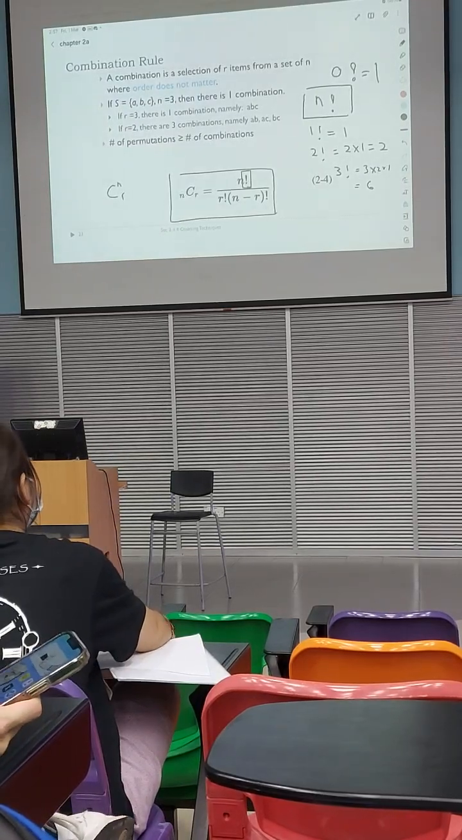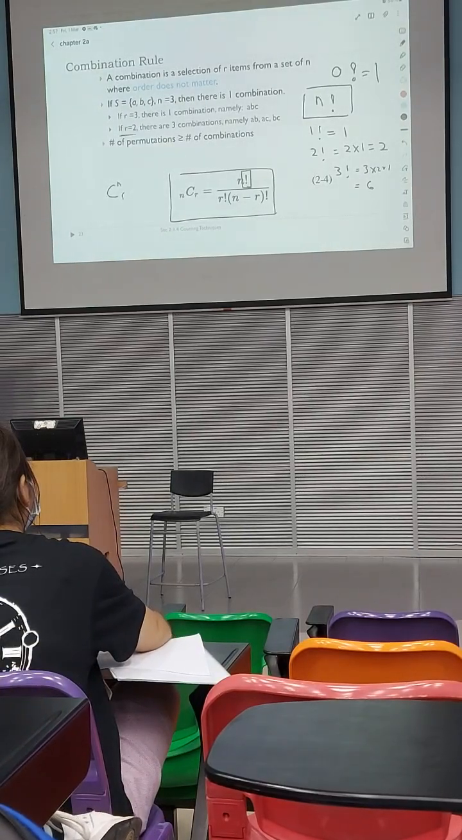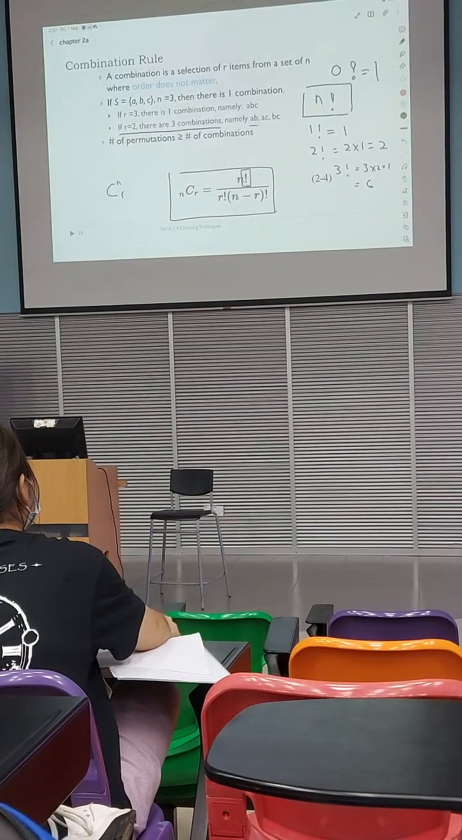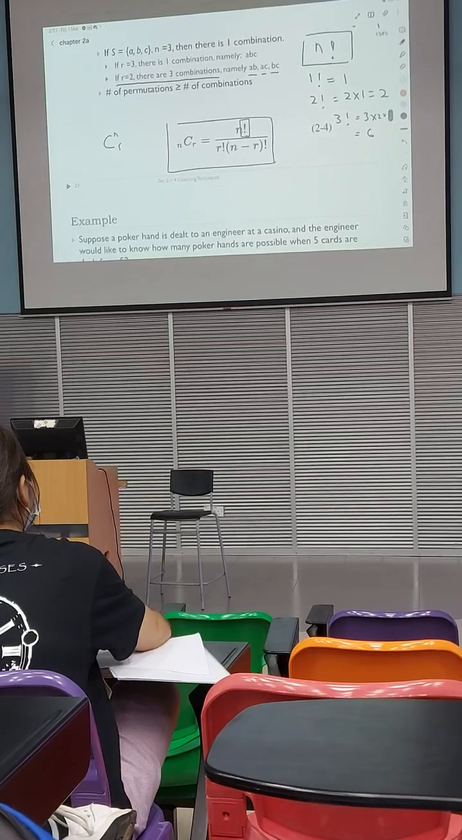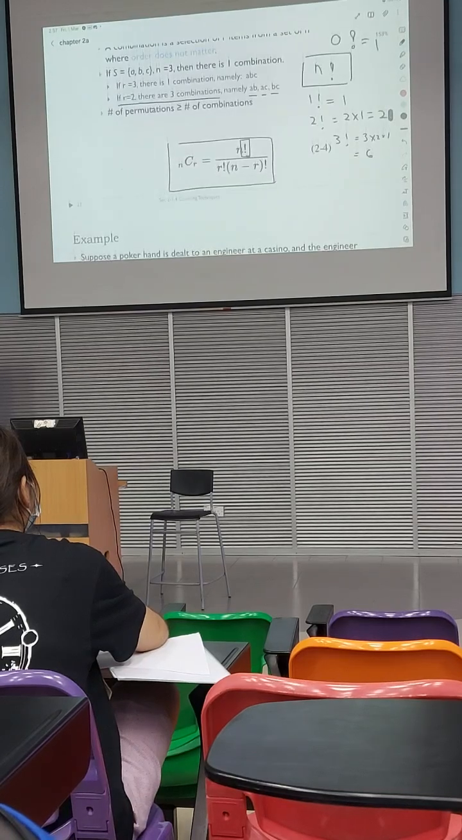Okay, let us try this. If R equals 2, there are 3 combinations, namely AB, AC, and BC. What is meant by this? Let us apply this formula and try to calculate the answer.